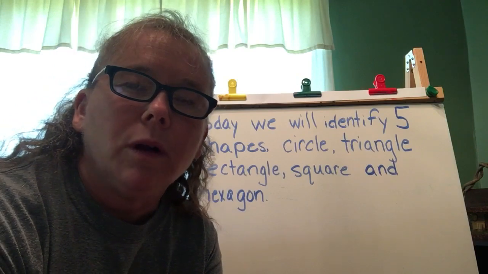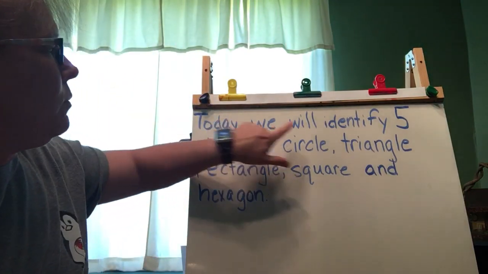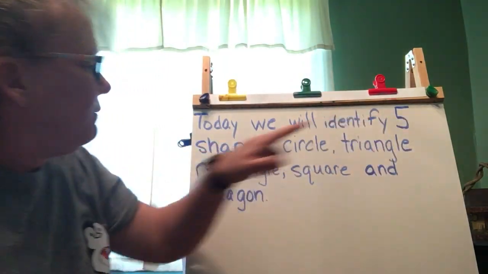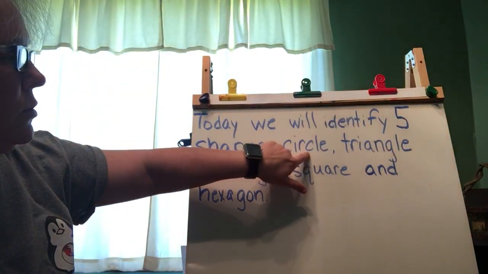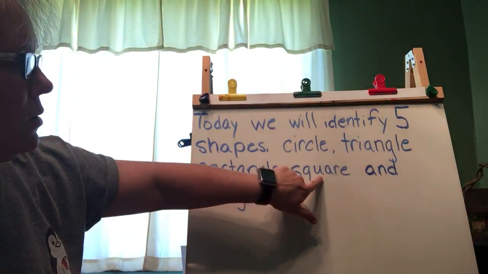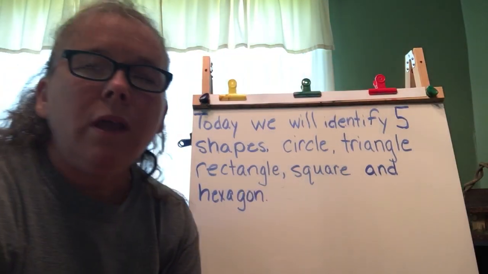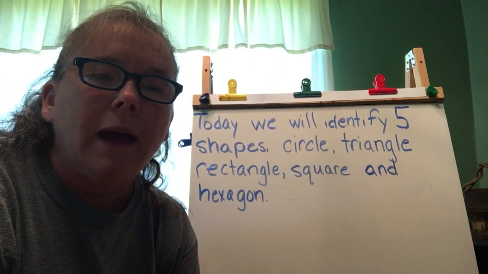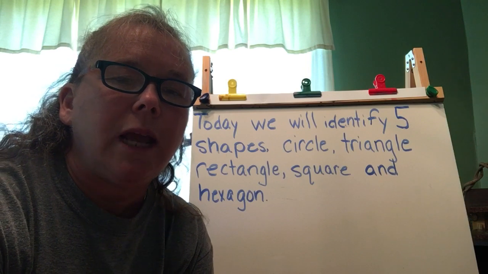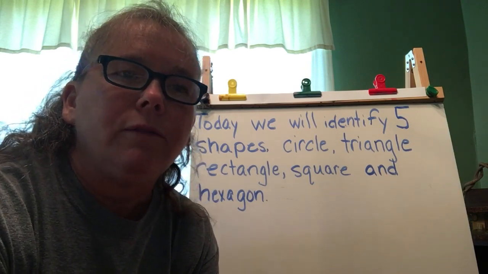Today we're going to be working with and learning about some shapes. Today we will identify 5 shapes: the circle, triangle, rectangle, square, and a hexagon. We are going to talk about how each shape is different. We're going to talk about their sides and their vertices.